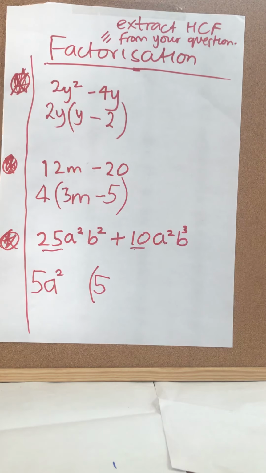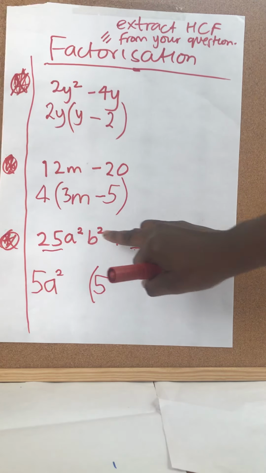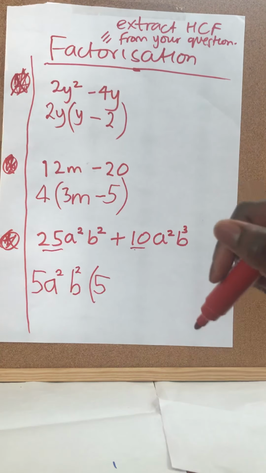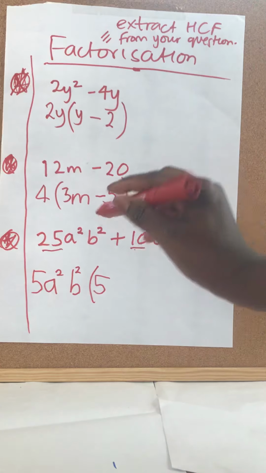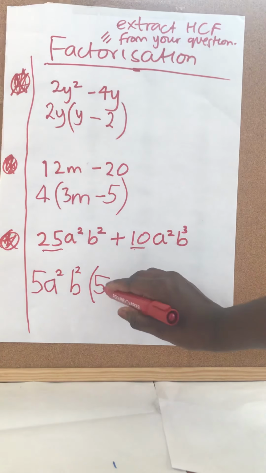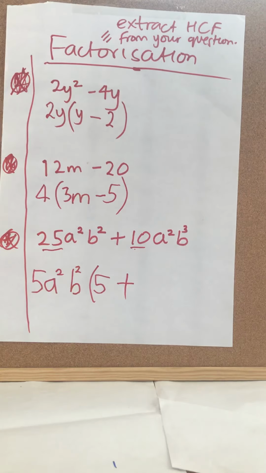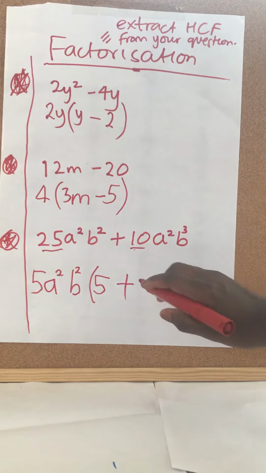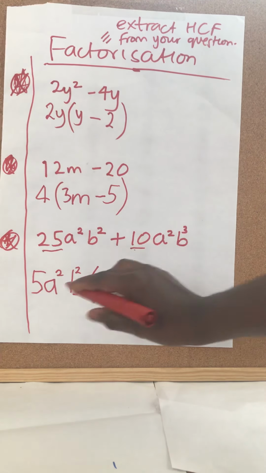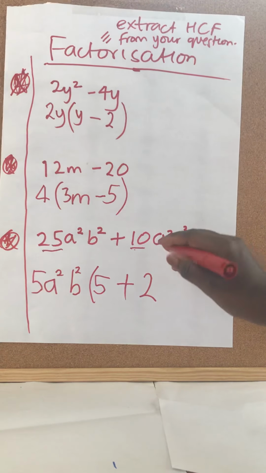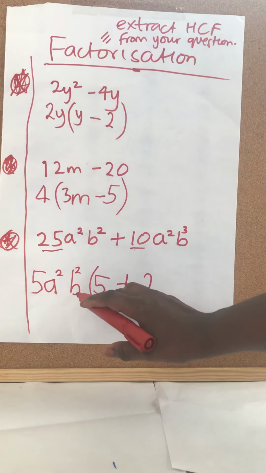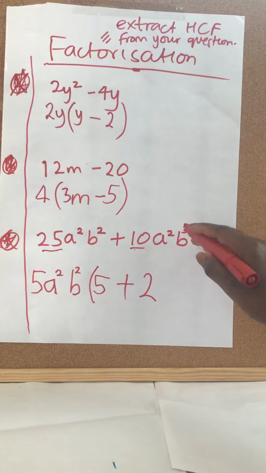Then I have b squared here, and I have b cubed here. So it means b squared is common to both of them. So I'm going to do b squared. So I've taken out 5, a squared and b squared. So I only have 5 left here, plus, when I took out the 5 from 10, I would have 2 left, because 5 times 2 will give me 10. I've taken out a squared, so there will be no more a to put here. And I've taken out b squared, which is common to both of them. So I have just b left.